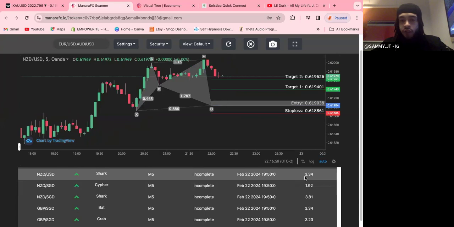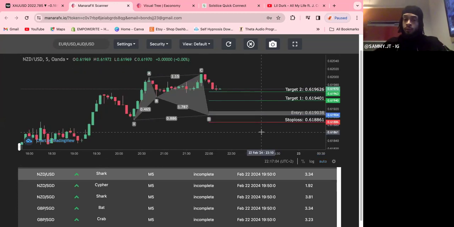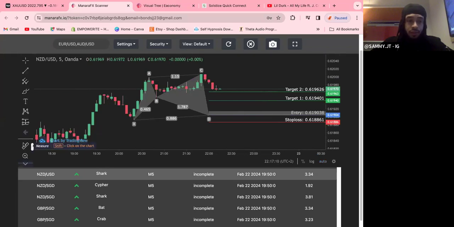This is a 3.34 risk to reward. So what you're going to do, guys, you can do this on here as well, okay? You don't have to go to your TradingView. So what you can do is you can open this up. Okay, I'm going to go to TradingView. I prefer TradingView, me personally.